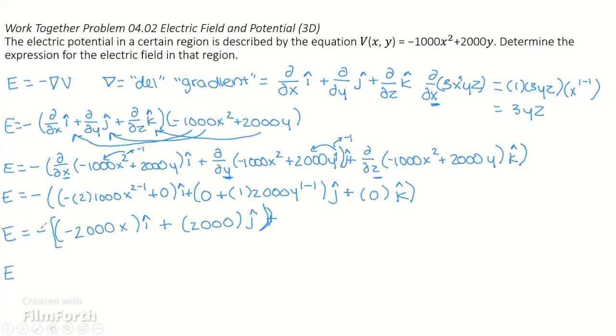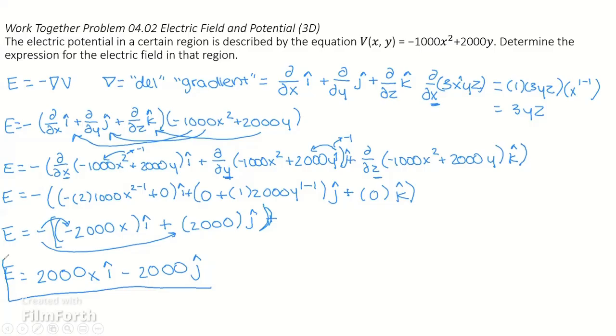Finally, we can multiply this negative into both terms to make it look a little bit nicer. Negative times a negative is a positive. So we have 2000x i hat minus 2000 j hat. And that should be the final answer. That should be the answer that we are looking for. If you look at the solution, they will get the same answer. They may get it in a slightly different way. That's completely fine. You can go through and see what works for you.